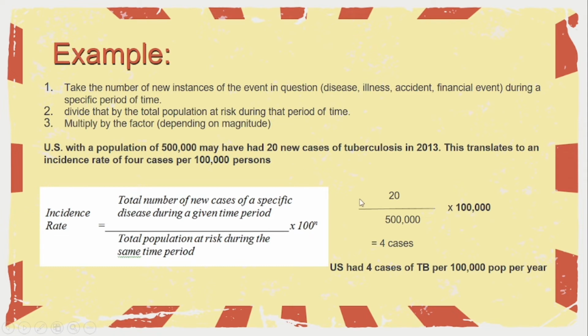Kasi po, ang total population natin is 500,000. So, nag-decide tayo na ang gagamitin nating factor ay 100,000. So, i-apply lang natin 20 divided by 500,000 times 100,000. The result is 4 cases. And then, if you're going to put it in an interpretation, US had 4 cases of TB per 100,000 population per year. Okay? Tama ba? Tama po. Next.